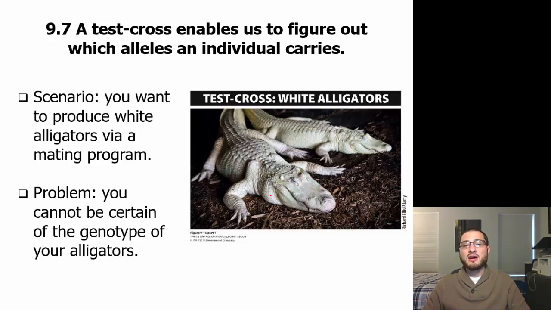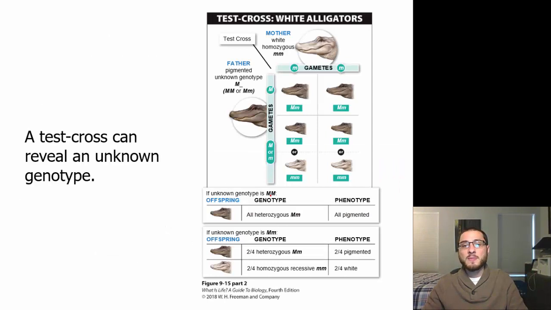Now, a test cross enables us to figure out which alleles an individual carries. So with something like alligators being albino, we know what the albino alligators are, but we don't necessarily know what the colored alligators are. We don't know if they're homozygous dominant or if they're heterozygous. So you can take one and say, all right, I know that the albinism or the white color is going to be homozygous recessive, which means lowercase m, so I can input them. And then I know that the other organism that has color is either going to be uppercase M, uppercase M, or uppercase M, lowercase m.